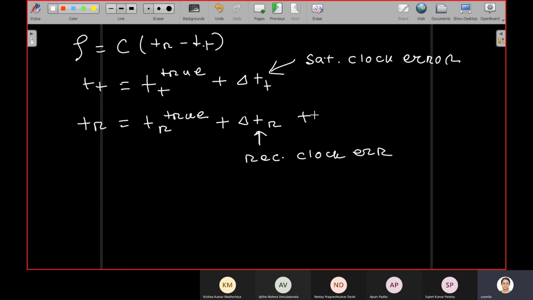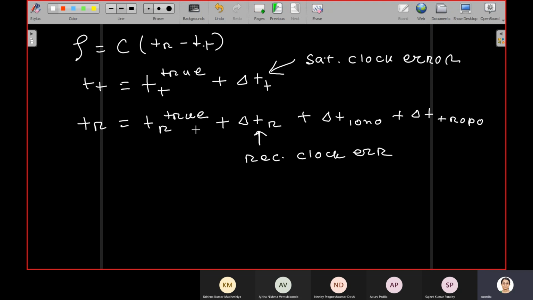The signal travels through the atmosphere at different speeds. As a result, the receive time is changed. So let's say this is the extra time that the signal spends in the ionosphere, and this is the extra time that the signal spends in the troposphere. Okay. So these are different components of the receive time.